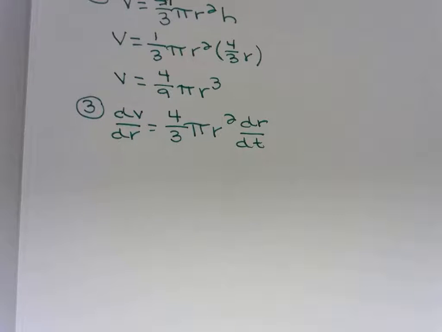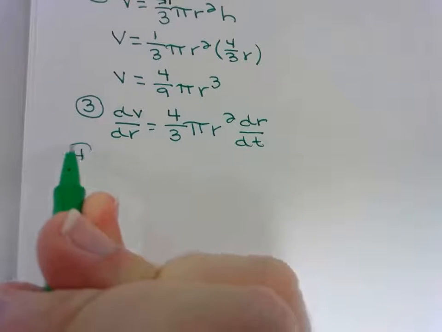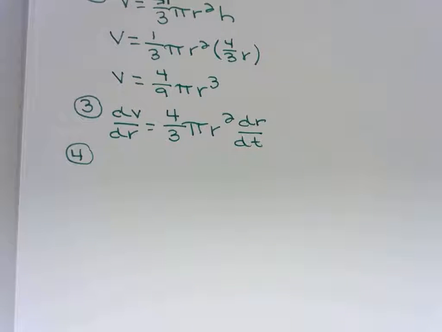Fourth step, look at what they give you. If I want to know dv dr, I need to be able to plug numbers in for everything else. So what do I plug in for r? What do I plug in for dr dt? So plug in your 3, plug in dr dt. Now let's see. What did I have? Just a second.